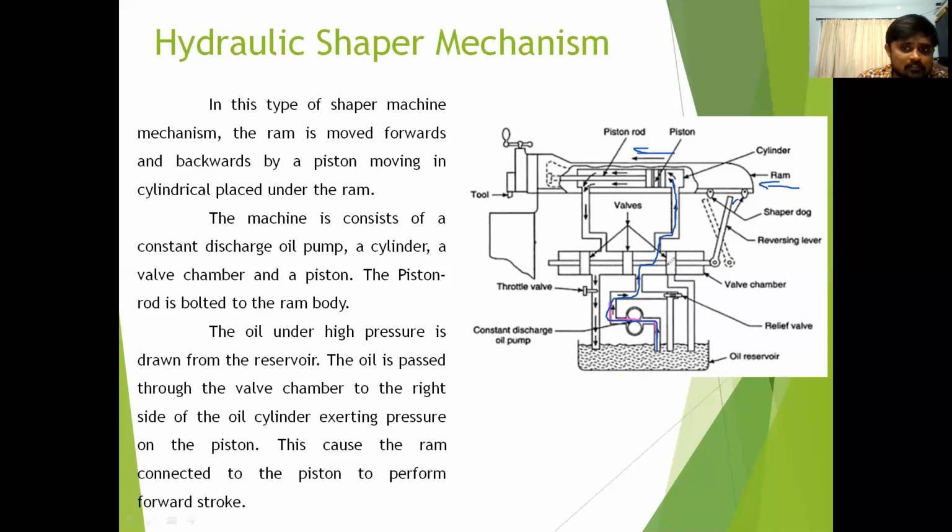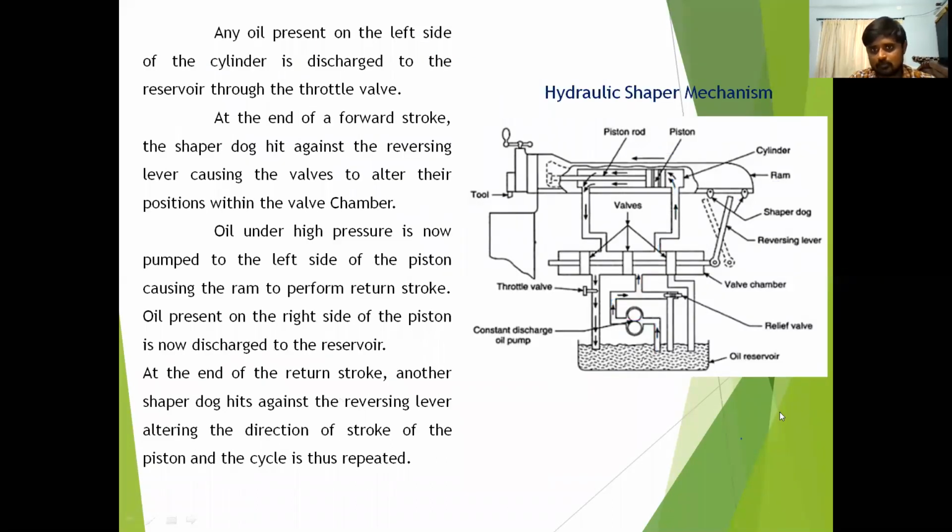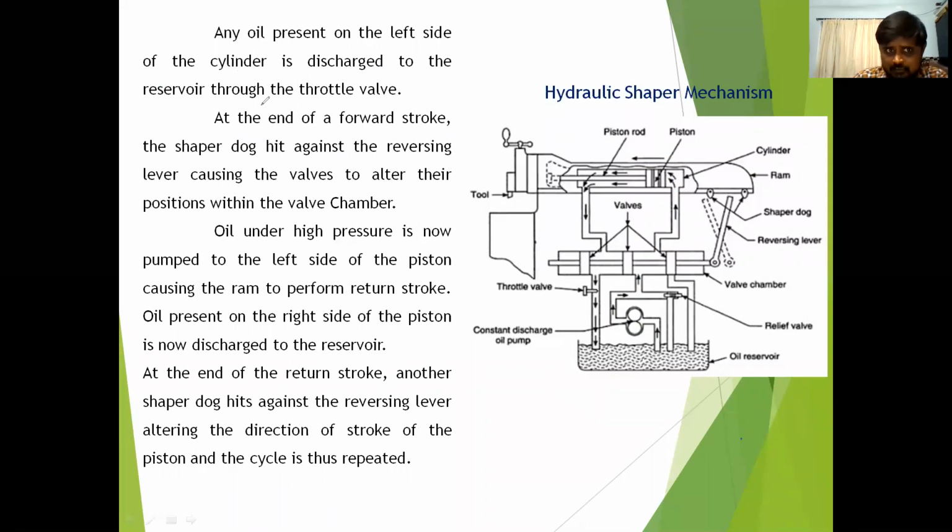That means the valves automatically change their operation. Here the oil under high pressure is drawn from the reservoir. The oil is passed through the valve chamber to the right side of the oil cylinder, exerting pressure on the piston. Because of this pressure, the piston will move in this direction. This is the forward stroke. Next we will see the operation. Any oil on the left side of the cylinder is discharged to the reservoir through the throttle.